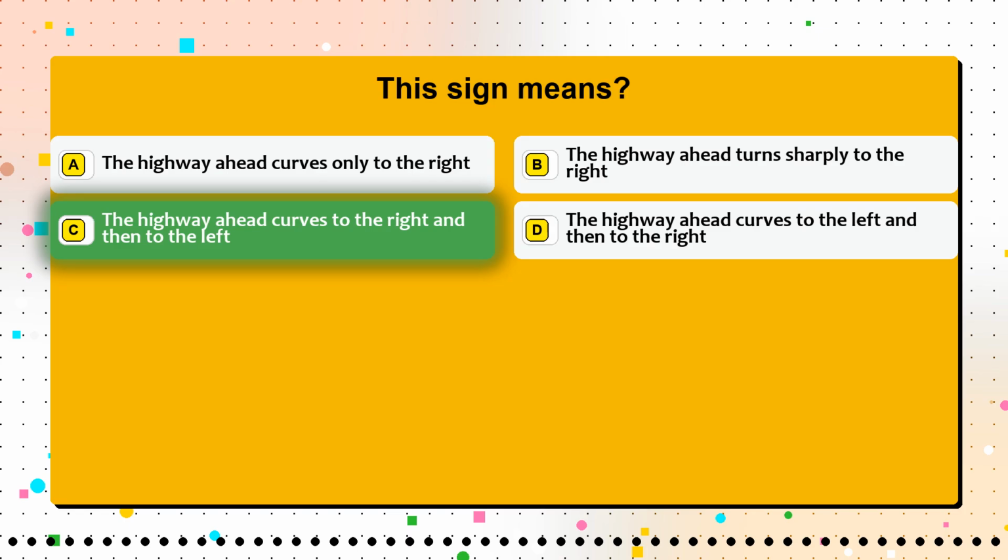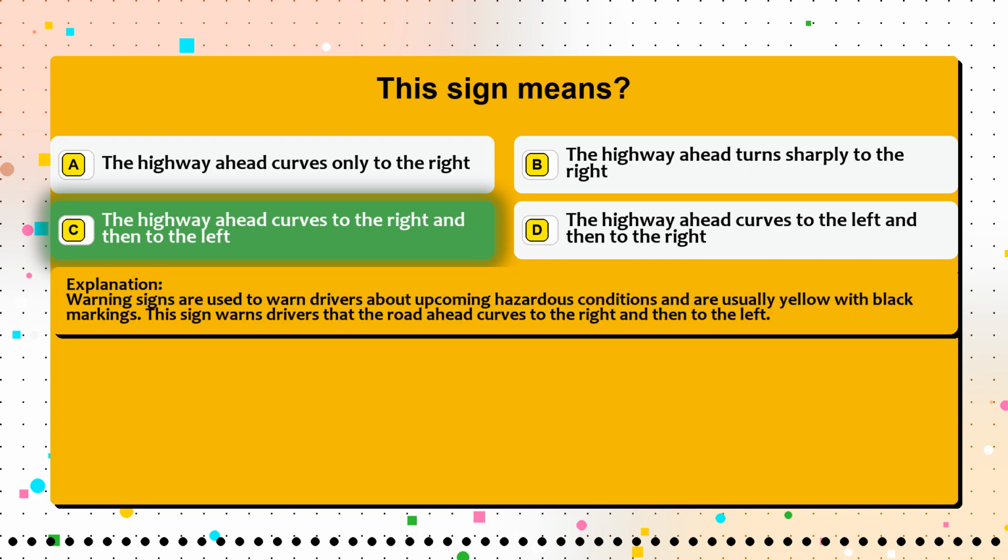The correct answer is option C. The highway ahead curves to the right and then to the left. Warning signs are used to warn drivers about upcoming hazardous conditions and are usually yellow with black markings. This sign warns drivers that the road ahead curves to the right and then to the left.